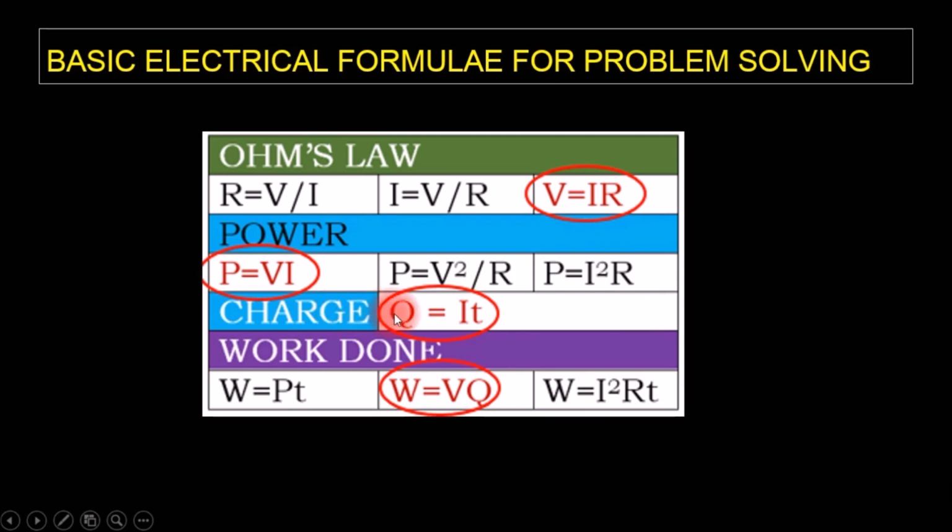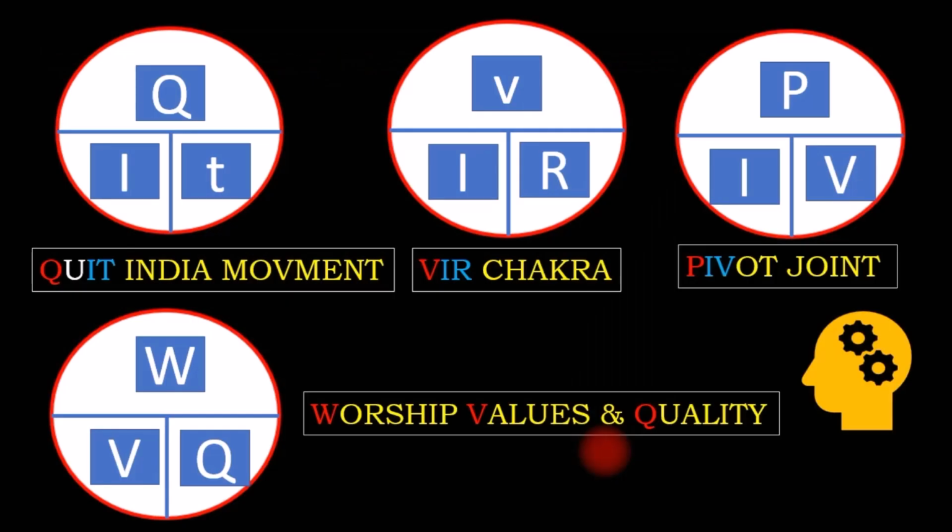As you know already, electric charge Q is given by product of current and the time. Then this relationship can be used in the next line. Work done is given by power into time, and work done is also given by voltage into charge. And if you put the value of Q equal to IT, the work done is again given by I square RT. Here I have given you a simple technique by which you can remember 4 basic formulas very easily. So if you remember these diagrams and phrases, it will be easier for you to remember this formula.